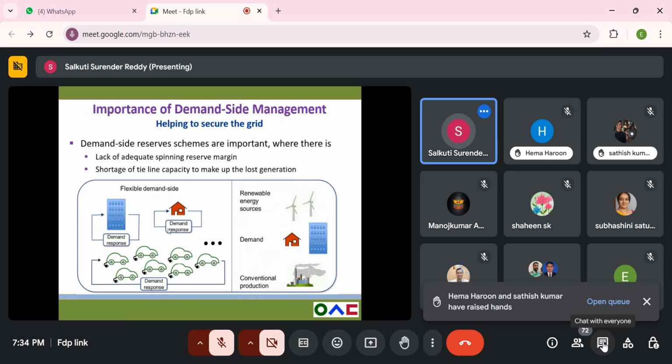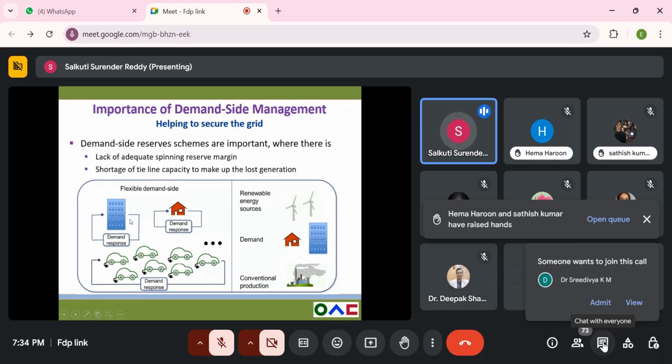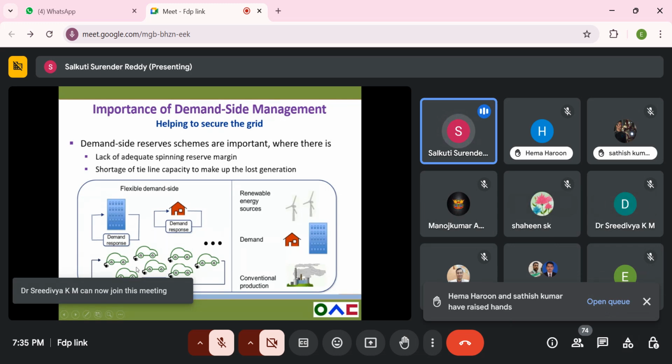Apart from these, we also use demand side management. Demand side management means some of the customers are willing to reduce their demand. This is possible when there is less spinning margin or some of the generation is lost. In that case, we depend mostly on the demand side reserves. Demand side reserves can be possible from a single home or an apartment, a building, or even from the electric vehicles. They all can offer demand response. This is nothing but a demand aggregator.